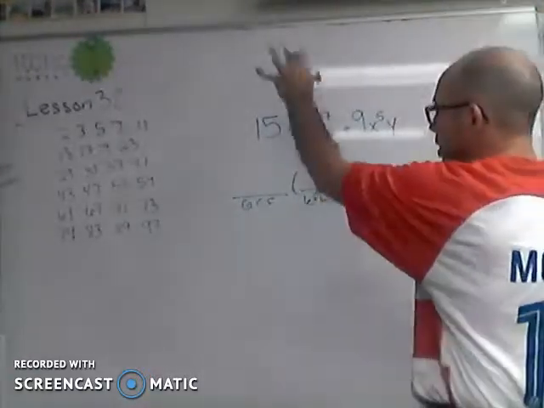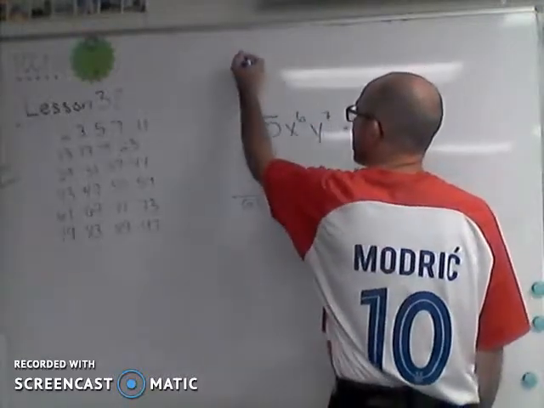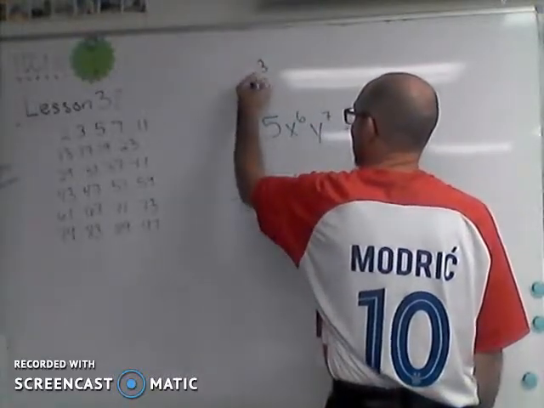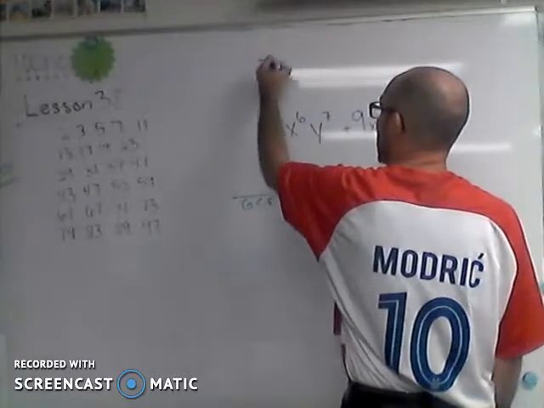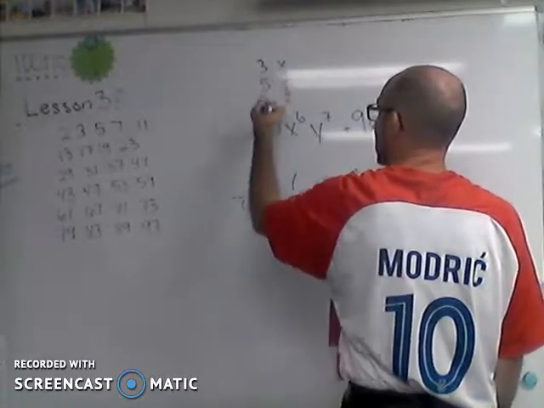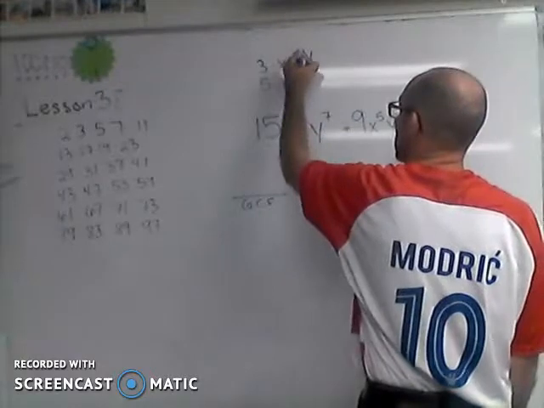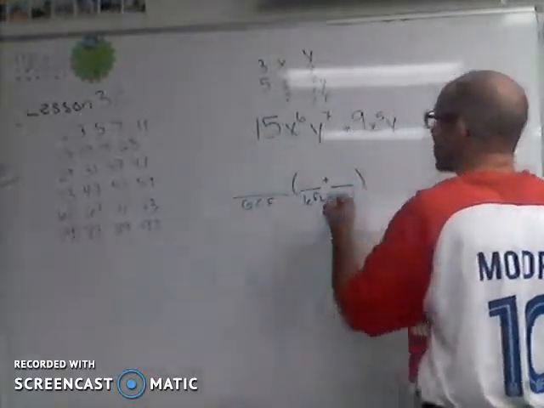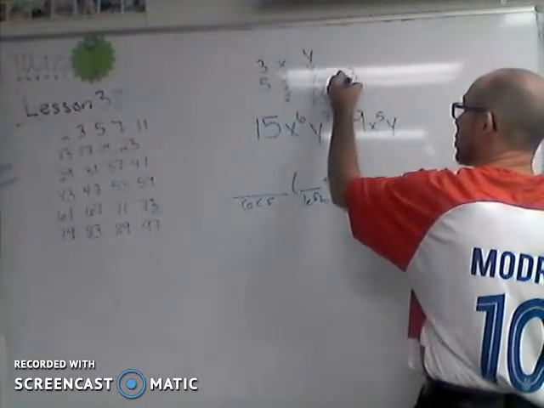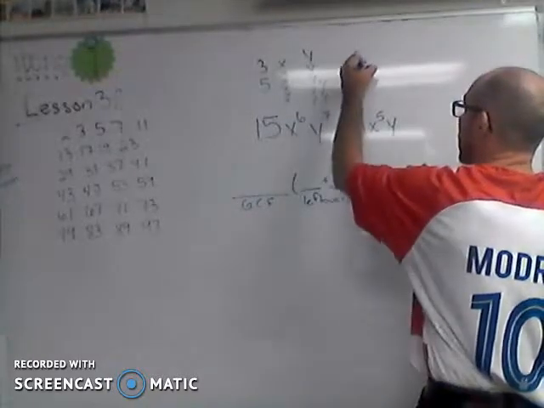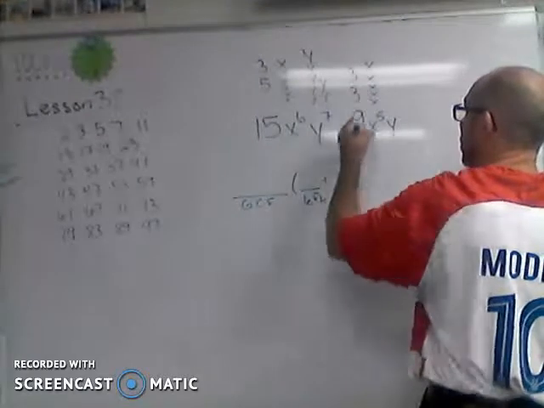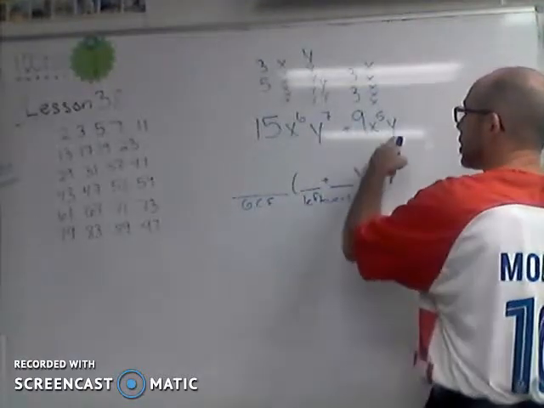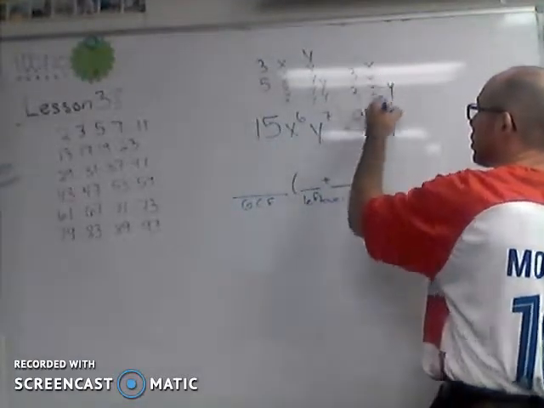And then we've got to break these down into their pieces. And 15 is 3 times 5. And then we have 1, 2, 3, 4, 5, 6 x's, and 1, 2, 3, 4, 5, 6, 7 y's. 9 breaks down into 3 times 3, with 5 x's and 1 y.